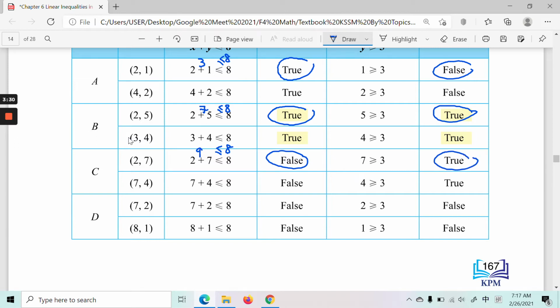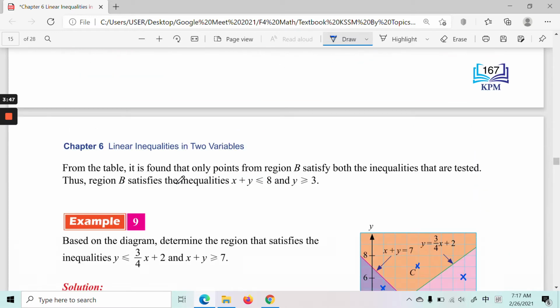Similarly for D, just choose 1 point. After substituting, 7 plus 2 less than or equal to add. This one is 9. 9 is less than or equal to add, so false. For this one, substitute the 2 inside the y here. So 2 is greater than or equal to 3. This one is also false.